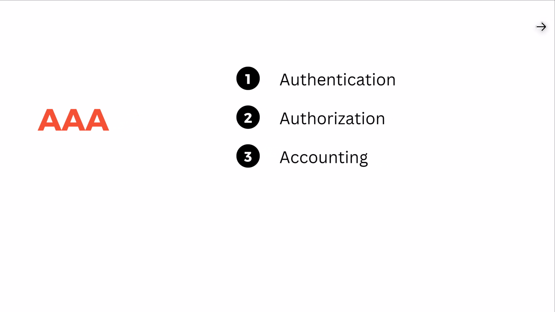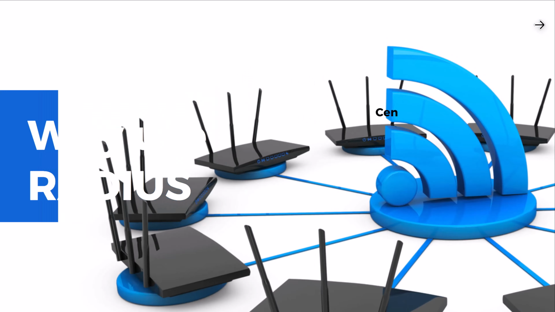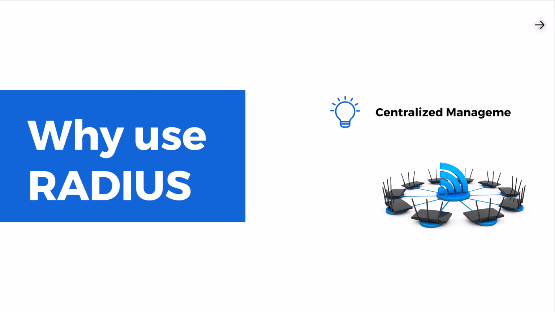So why do we use RADIUS? We use RADIUS for a couple of different reasons. Number one, centralized management. Think, for instance, of a large organization where you have multiple access points. Instead of configuring each device with a separate access control, a RADIUS server allows the administrator to manage user credentials and access policy from one central location.